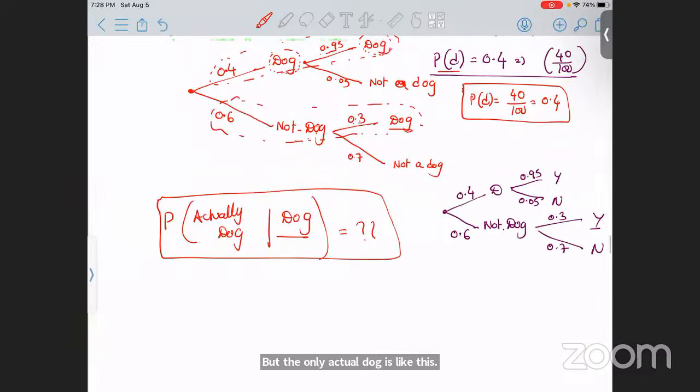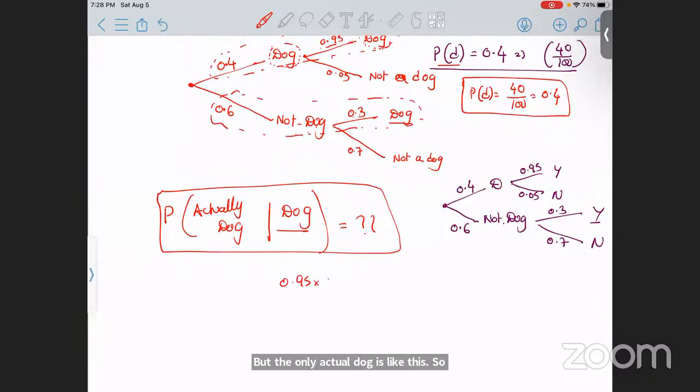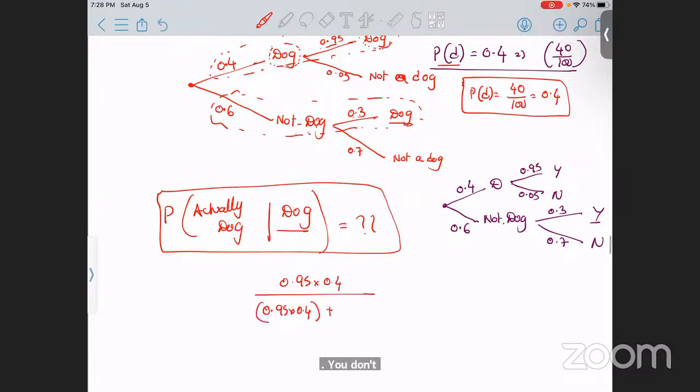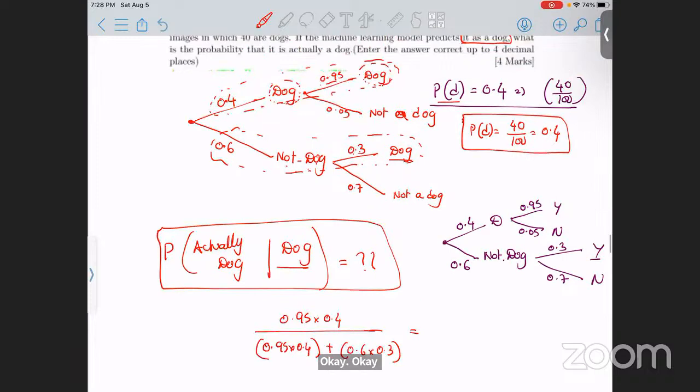So actual dog is 0.95 into 0.4. This is actual dog divided by 0.95 into 0.4 plus, even if this is not a dog, it can also output dog: 0.6 into 0.3. Are you getting this? How 0.6 into 0.3? Can you explain? Good question.